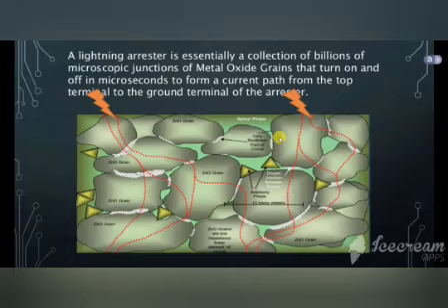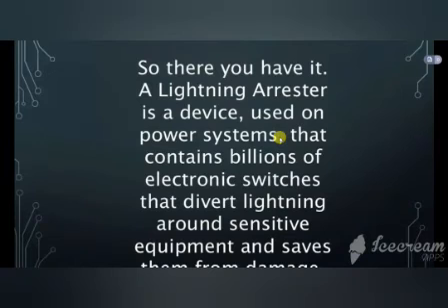A lightning arrestor is essentially a collection of billions of microscopic junctions of metal oxide grains that turn on and off in microseconds to form a current path from the top terminal to the ground terminal of the arrestor. So there you have it. A lightning arrestor is a device used on power systems that contains billions of electronic switches that divert lightning around sensitive equipment and saves them from the damage.